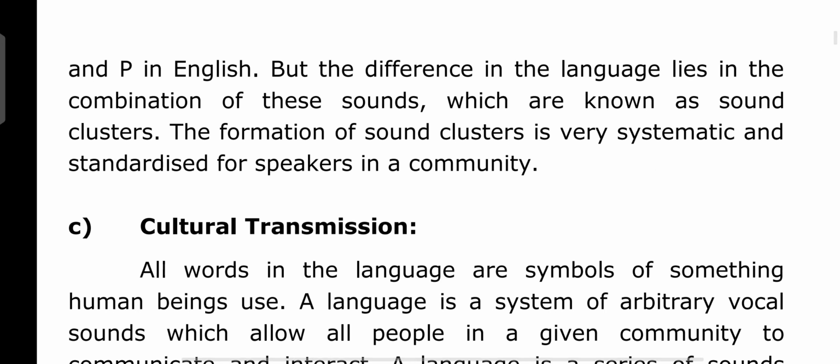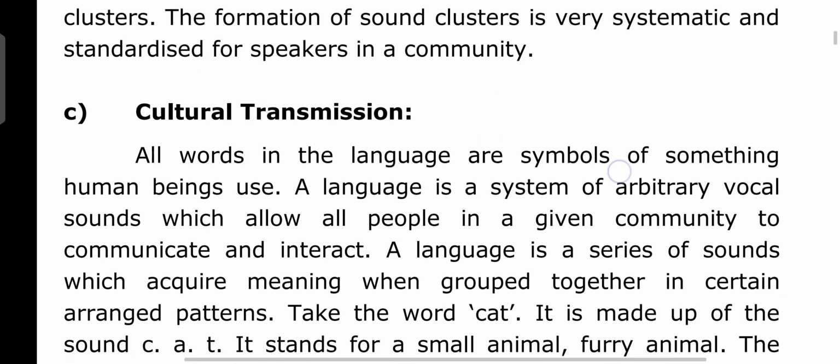But the difference in language lies in the combination of these sounds, which are known as sound clusters. The formation of sound clusters is very systematic and standardized for speakers in a community. Point C, point three: cultural transmission.